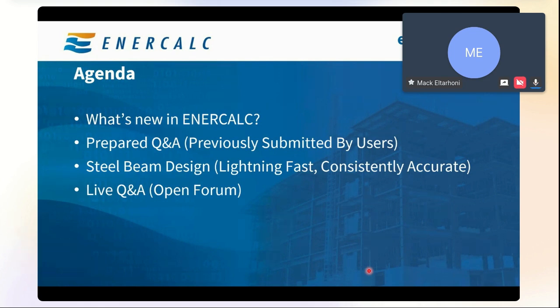The agenda for today, we have here four main items we're going to go over. Item number one would be what's new in ENERCALC. Item number two would be the prepared Q&A questions. Those are questions that were submitted to us over the past few days through email. So we picked a few of them to answer today and dig deeper. Item number three, optimized workflow of how to design steel beam, what the capabilities of that module are, and then lastly, we will have the open forum for live Q&A, and I'll do my best to answer them.